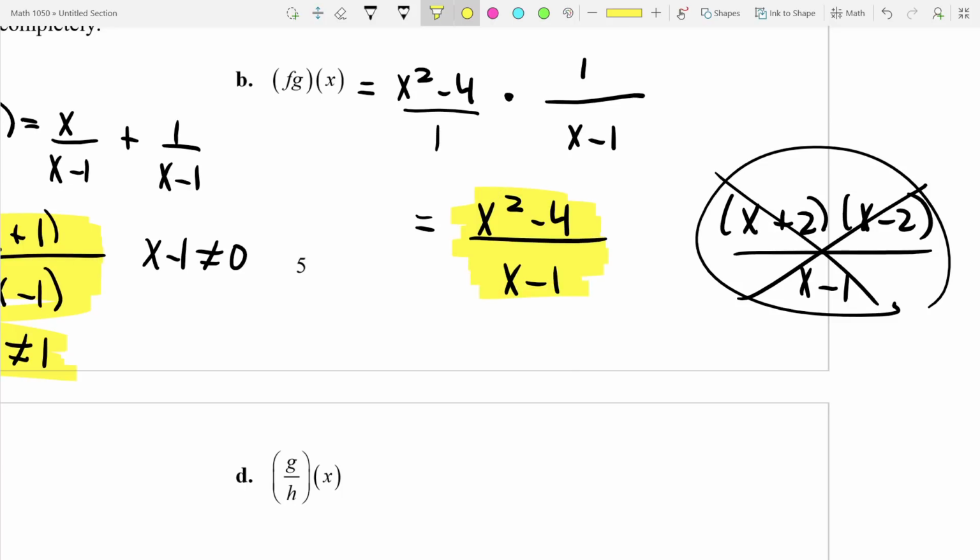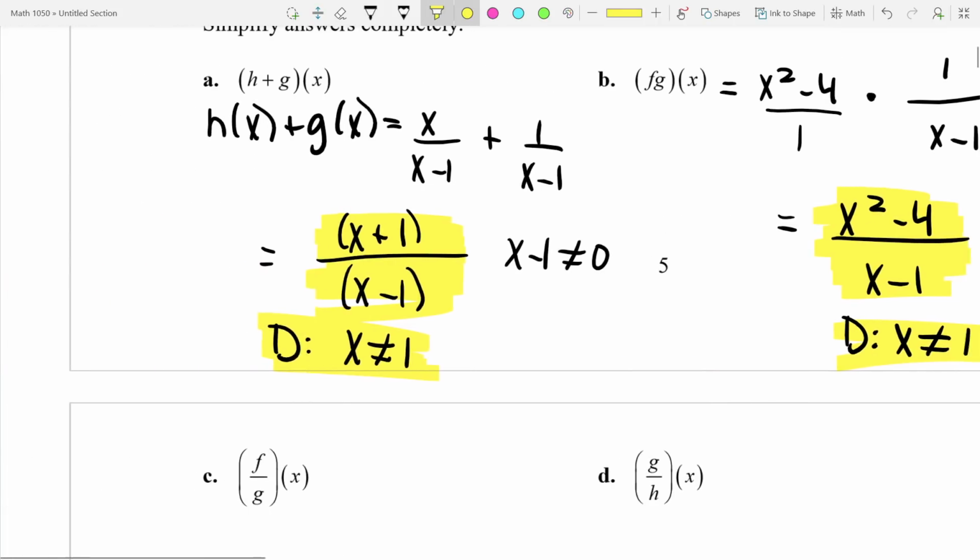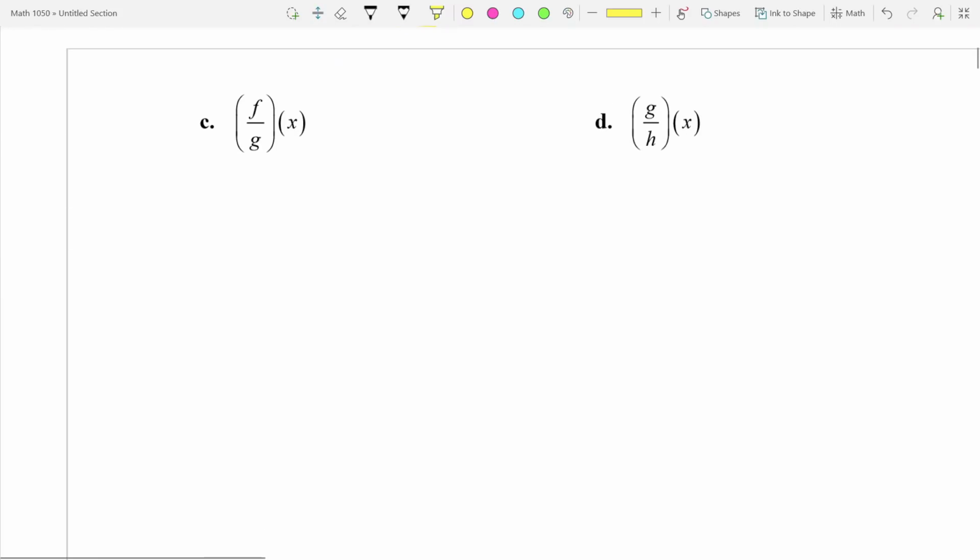If that said x squared minus 1 at the top, I would factor it to x plus 1, x minus 1. It would do me some good. So there's my answer. My domain is x cannot be equal to 1 because then I'd have a 0 on the bottom, and I'm good. Okay? Now, these are going to start getting a little bit ugly.